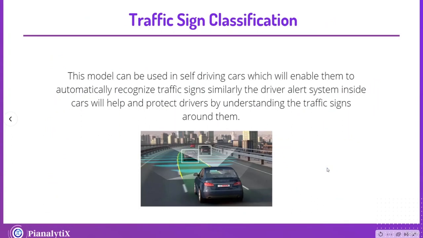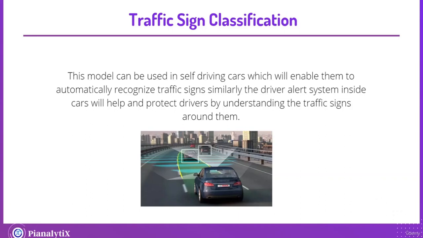As this is a traffic sign classification model, this model can be used in self-driving cars, which will enable them to automatically recognize traffic signs. Similarly, the driver alert system will help cars protect the drivers by understanding the traffic signs around them. This project can be used in different automobile companies which are working on self-driving cars.